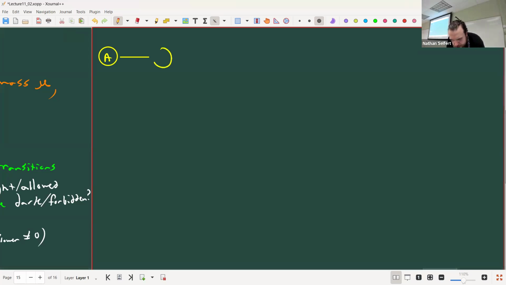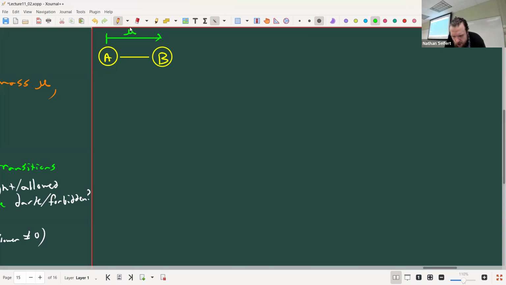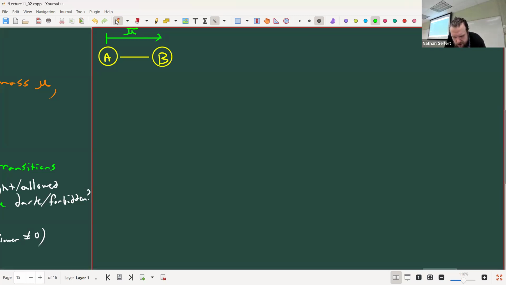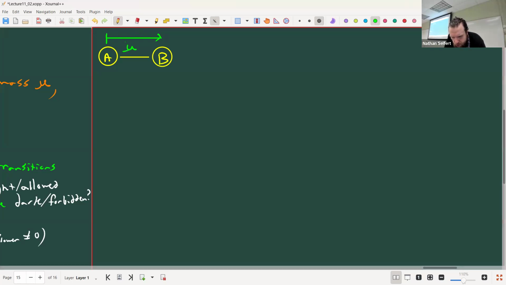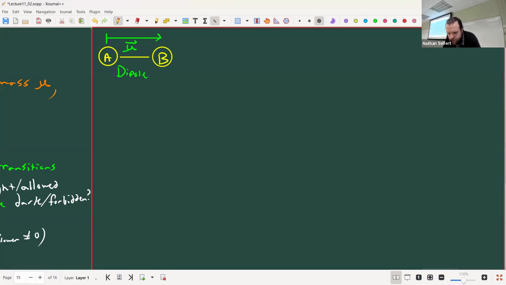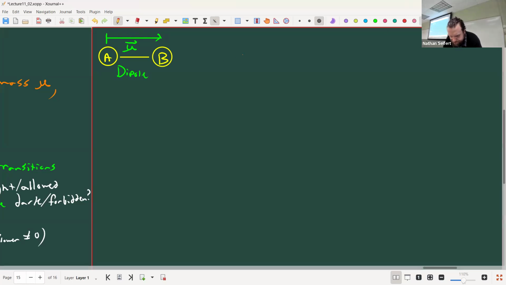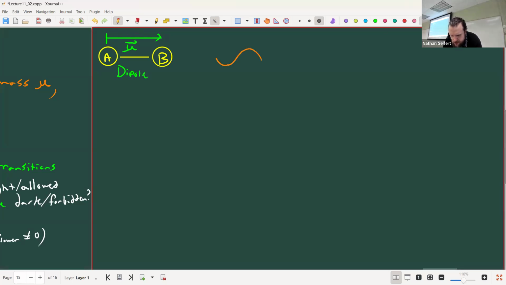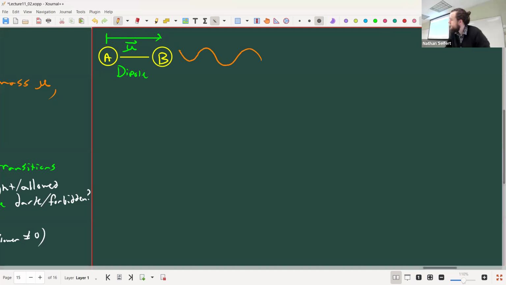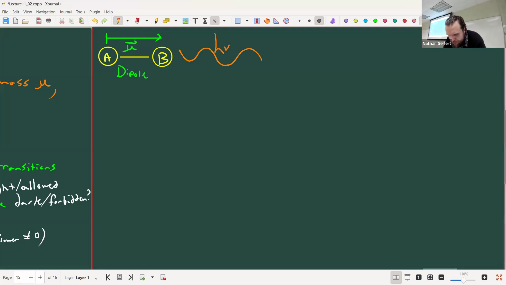We have this molecule AB. And we're just going to assume it might be polar, it might be not polar. All right, but it's got some dipole moment in some direction, mu. It's a dipole. Sorry, let me make that cleaner. So we have this dipole moment here. Right, and we're going to interact some light with it, some light at h bar omega.